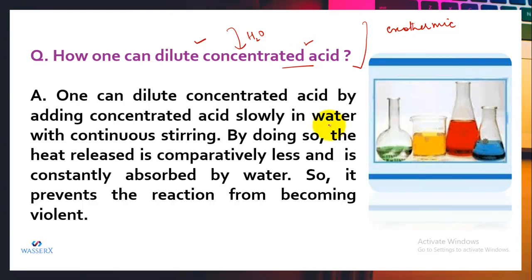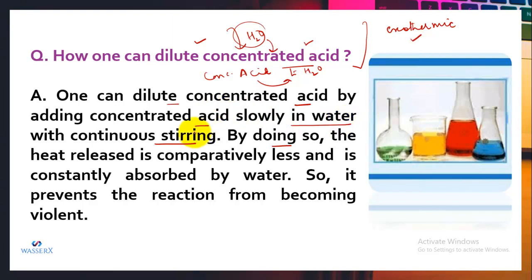Let's see what that is. We can dilute the concentrated acid by adding concentrated acid slowly to water, not water into acid. We add concentrated acid to water, right? And when we are adding, we keep on stirring. We continuously stir it, because we know that the reaction between the acid and the water is exothermic in nature. That means a lot of heat is liberated.